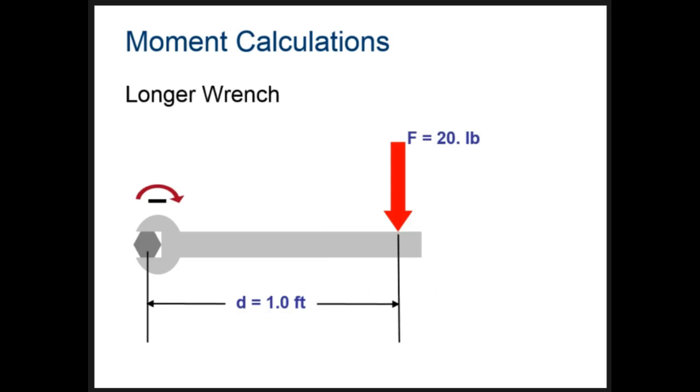Now let's do a different problem. Now we have a longer distance. Is that going to make a bigger moment or a smaller moment? Well, here's our formula. It's already in 1 foot, so I don't have to convert it over. Again, this is positive and negative, making it a negative problem. And we get negative 20 pound-foot.